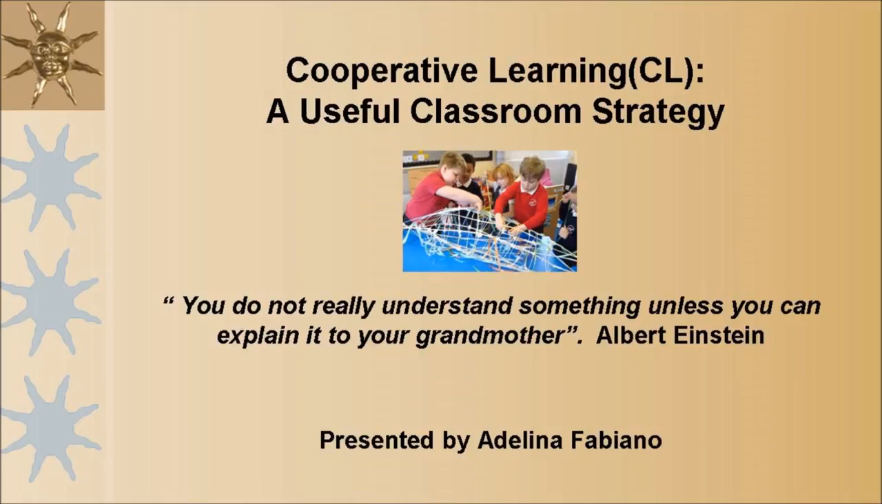"You do not really understand something unless you can explain it to your grandmother," said the remarkable Albert Einstein, who didn't learn to talk until he was 4, couldn't learn to tie his own shoes, and was very behind his classmates in learning how to read. Despite all this, his resilience led him to receive the Nobel Prize in Physics in 1921.